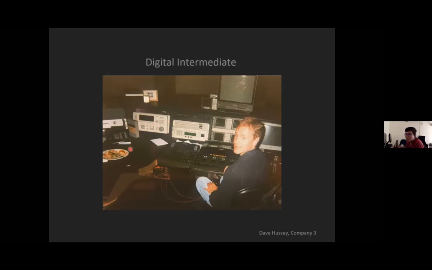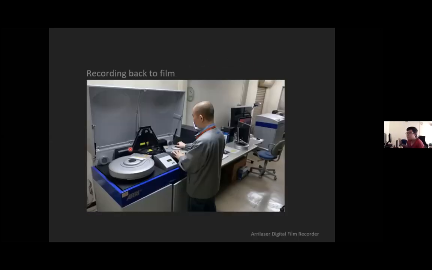Why is it called intermediate? Because this process happens in the middle, and then they use this crazy huge hardware to actually print it back on films again. And this process is called recording back to film. And this hardware is called ARRI Laser Digital Film Recorder. In Malaysia, we actually have it in our film development board. It's called FINAS.